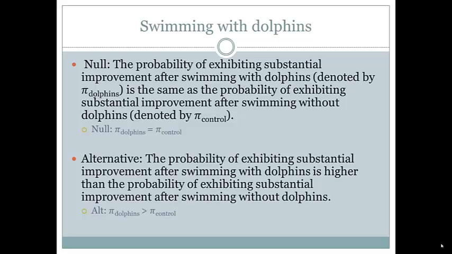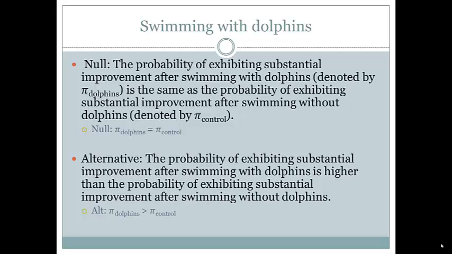So one way of stating the null and alternative hypothesis is in terms of association. But there's another way, and this is in terms of probabilities. No association means that the probabilities are the same in the two groups. Applying that here, that means that the probability of substantial improvement is the same for the individuals who are swimming with dolphins as it is for the control group.